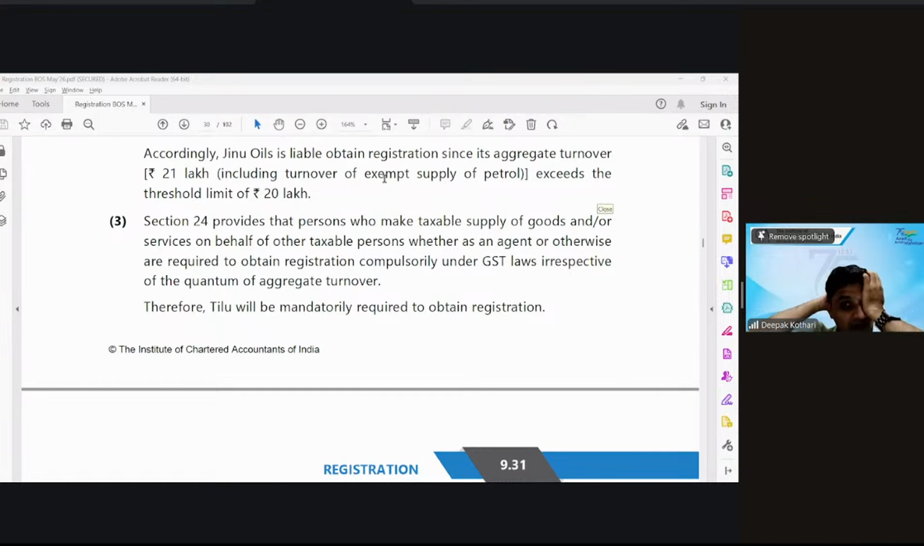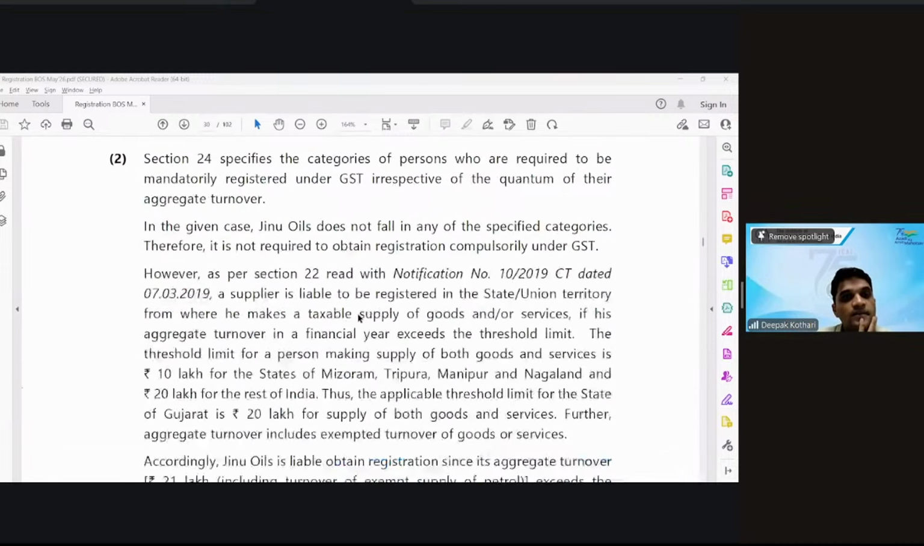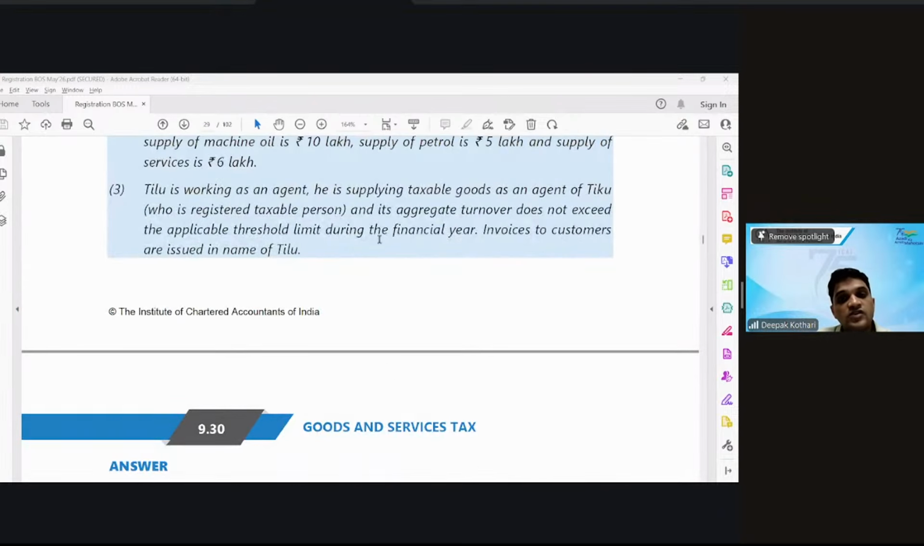But if he's raising the invoice in his own name, right? Because here the circumstances say that invoices to customers are issued in the name of TILU, but he is acting as an agent of TICU. So if he is acting as an agent, compulsory registration is required.